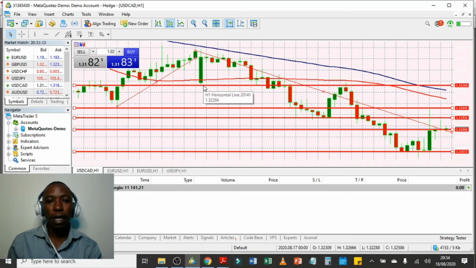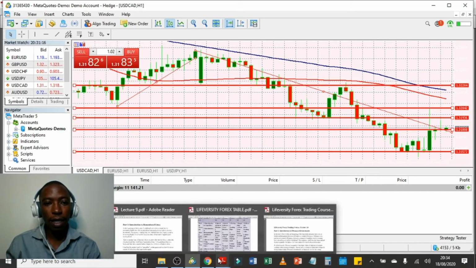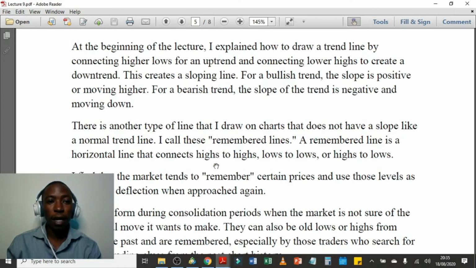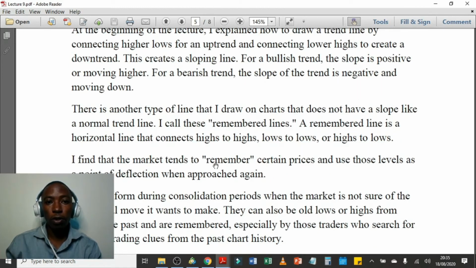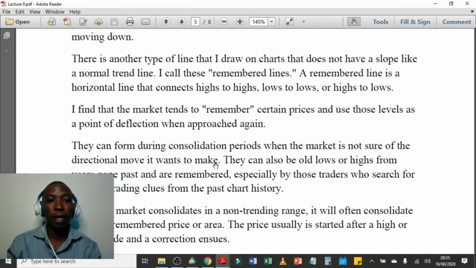That is a remembered line for that matter. All you need to know about remembered lines, as you can see in the notes, is that at the beginning of the lecture I explained how to draw a trend line, and we found out how to sketch the two types of trend lines, that is a downward sloping trend line and an upward sloping trend line. And in this lecture we are just going to draw another type of line, which I call a remembered line. That could be a horizontal line or a vertical line.